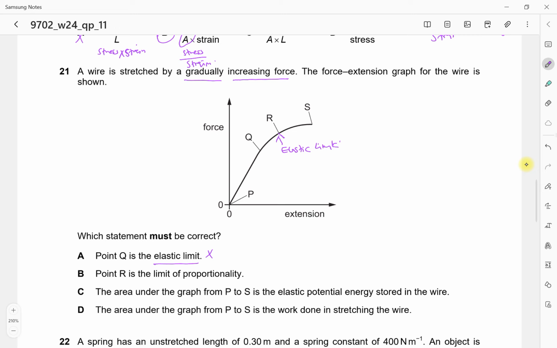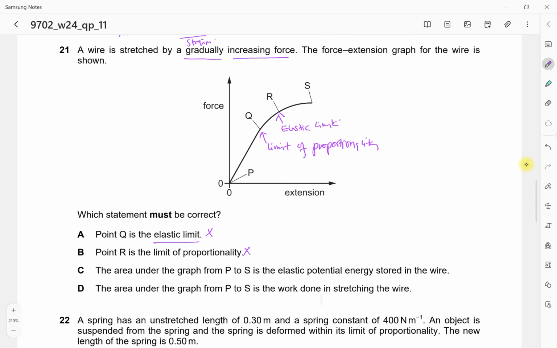Point R is the limit of proportionality. R is the elastic limit. The limit of proportionality is most likely going to be P. Q is most likely going to be the limit of proportionality. So this means this statement is also not correct.